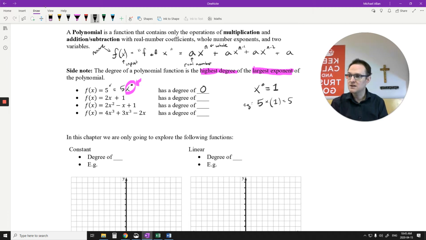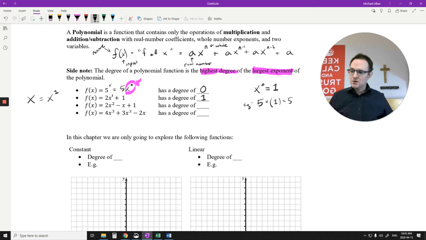Right? These other ones are a bit easier. You can actually see them. Like this 1 is technically 1 times x to the power of 0, but this 2 times x is 2 times x. And if you don't see the exponent on the x, you assume it to be a 1. So x is the same as saying x to the power of 1. So this has a degree of 1.